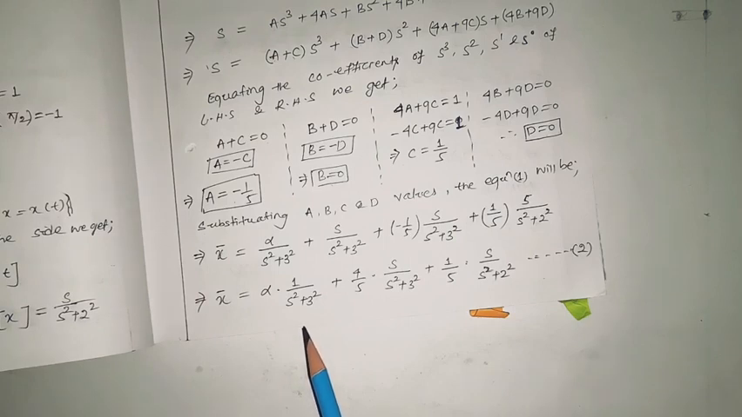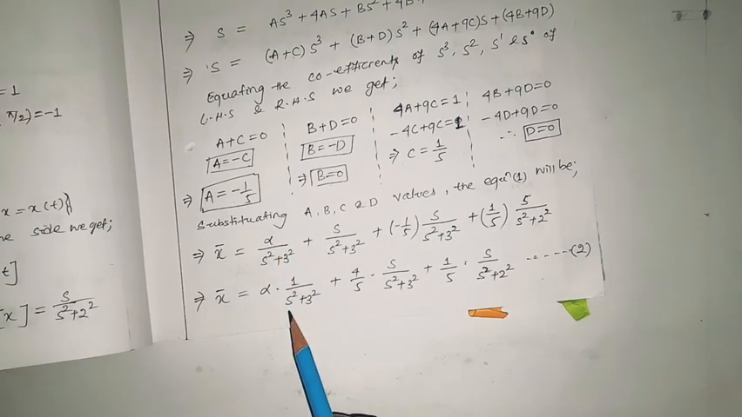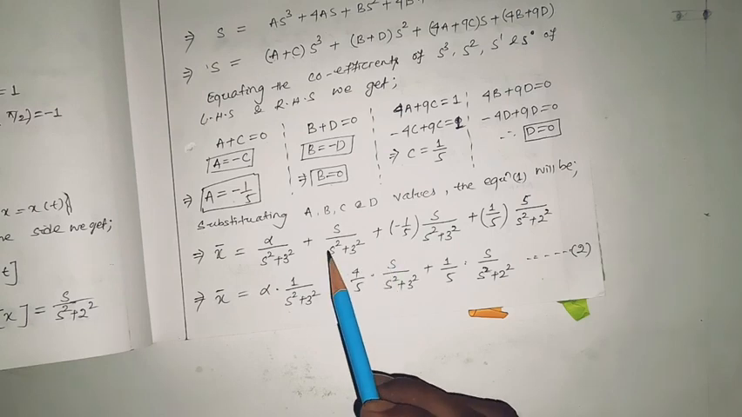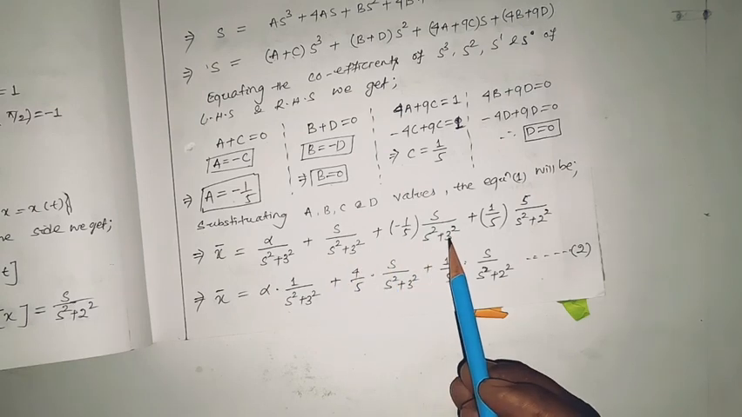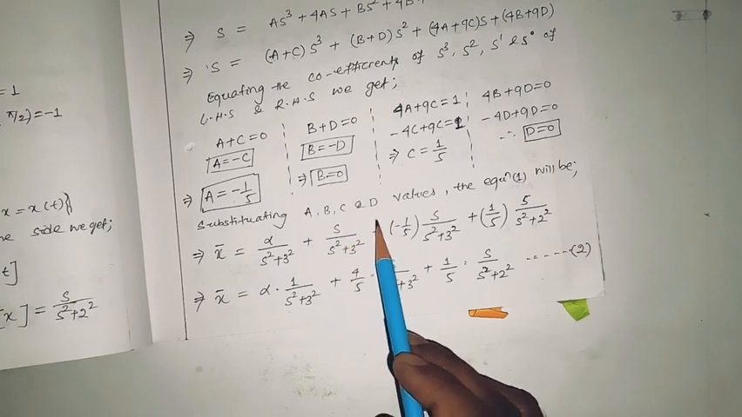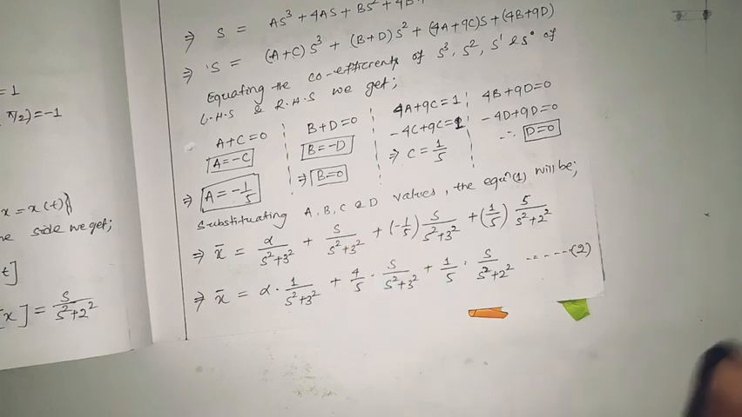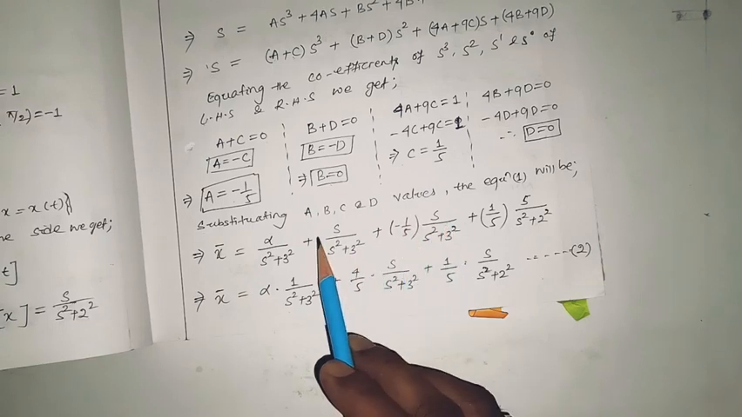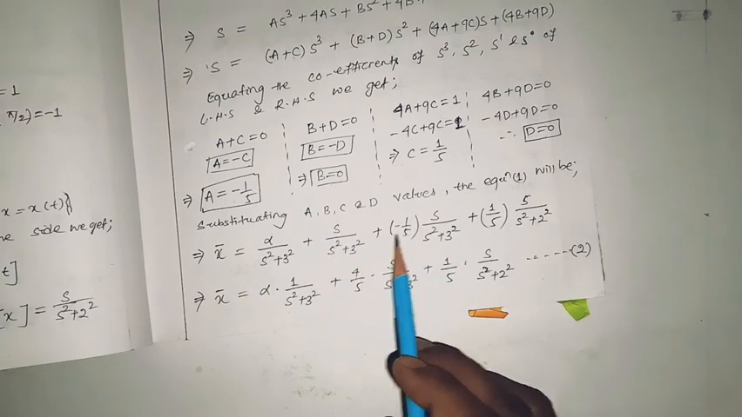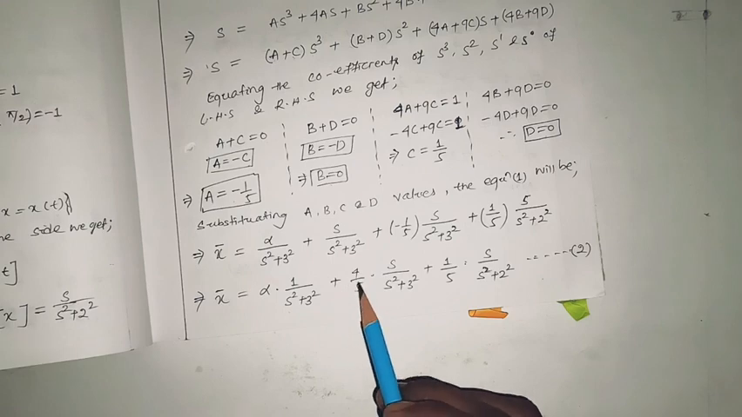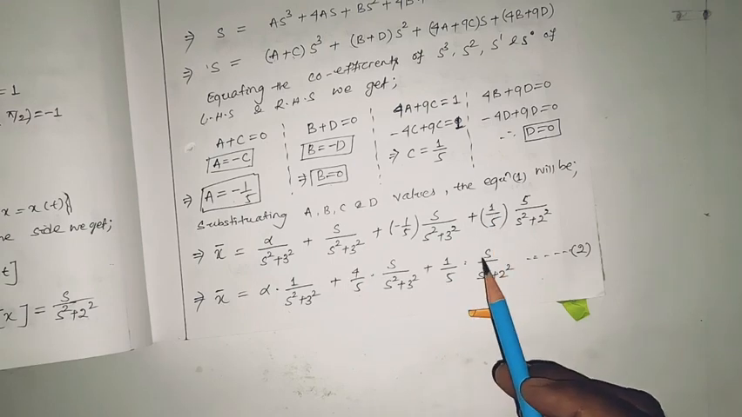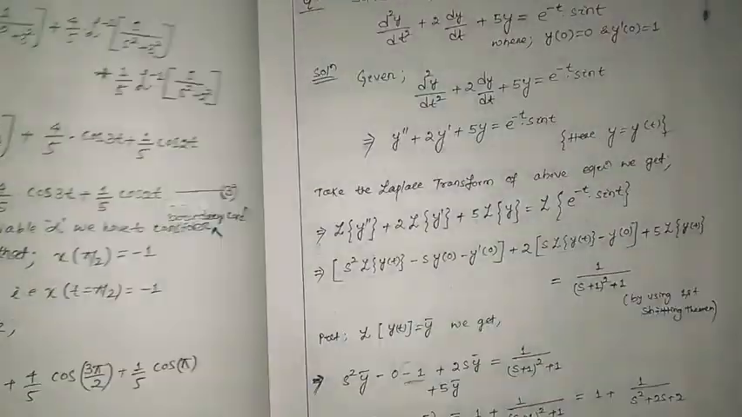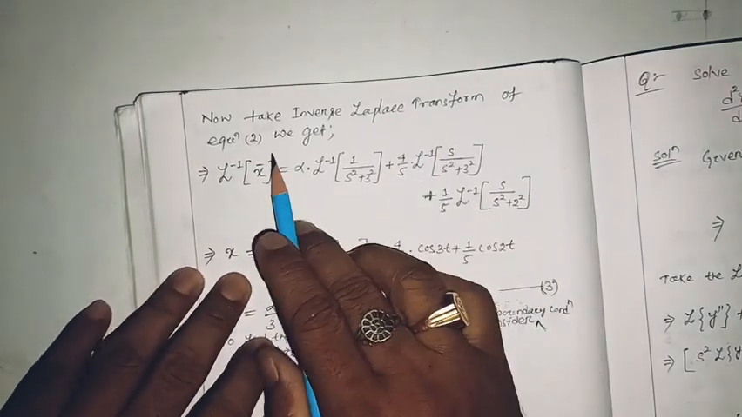Now we found alpha into 1 by s squared plus 3 squared plus, here you can see s by s squared plus 3 squared, that means 1 minus 1 by 5, which is 4 by 5. See, here these two terms are the same, but the coefficient here is 1 and this is minus 1 by 5. If we add them, then we get 4 by 5, and this is 1 by 5, s by s squared plus 2 squared. Let this be equation number 2. Now we are going to take the inverse Laplace transform of equation number 2.